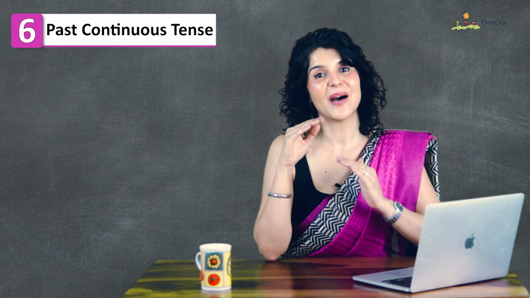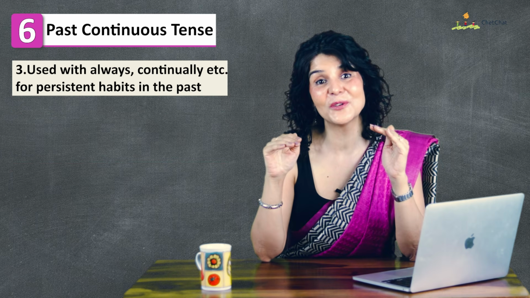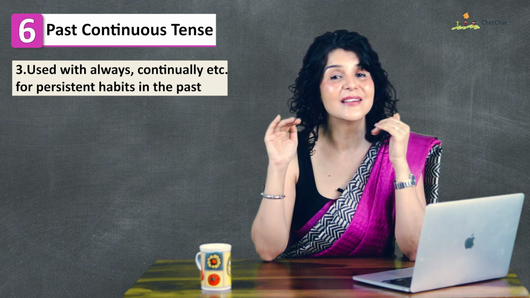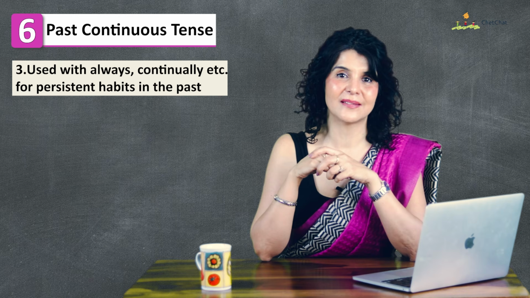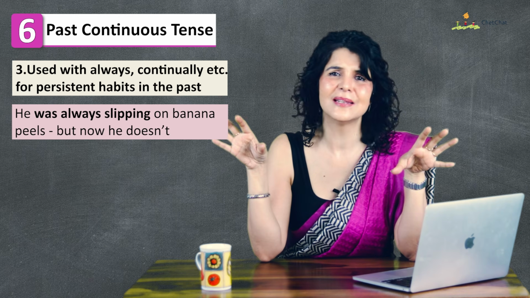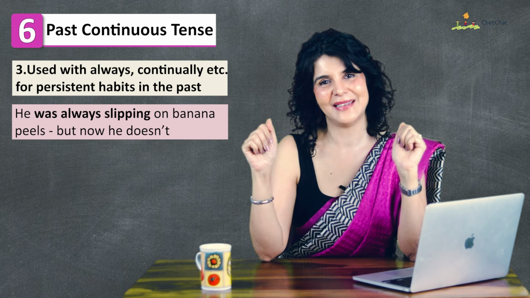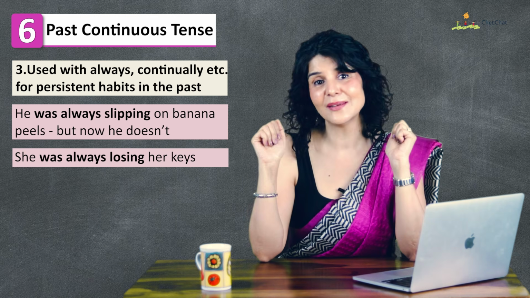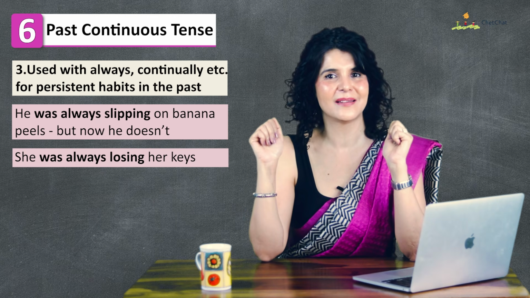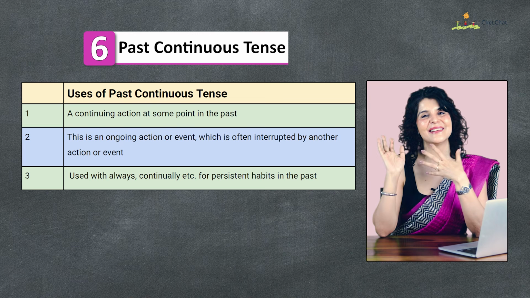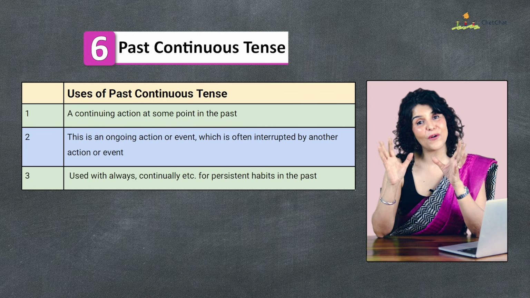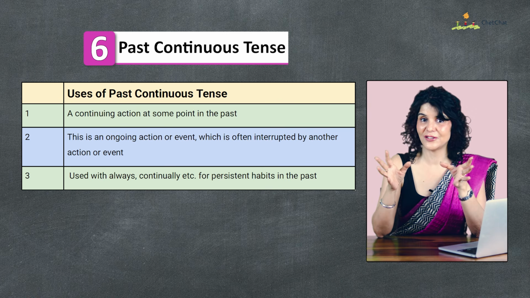Use number 3. Past continuous tense is also used with always, continually, etc. for persistent habits in the past. He was always slipping on banana peels, but now he doesn't. She was always losing her keys. Annoying habit, but now suddenly she doesn't lose them anymore. And here is a summary on the screen of all the 3 uses of past continuous tense.